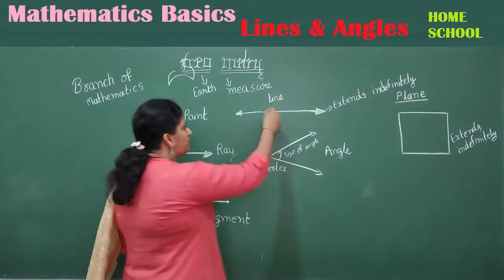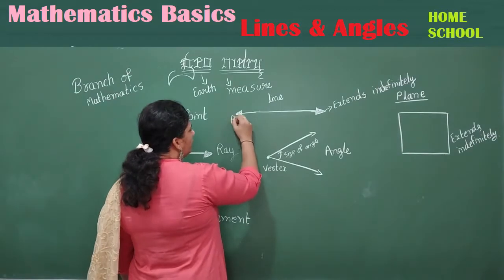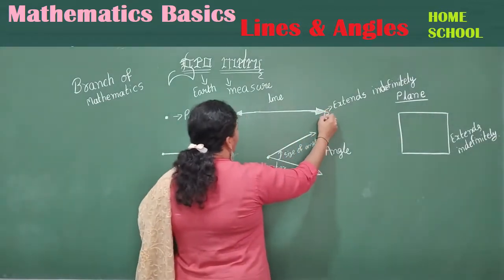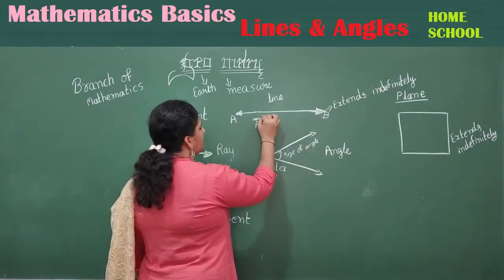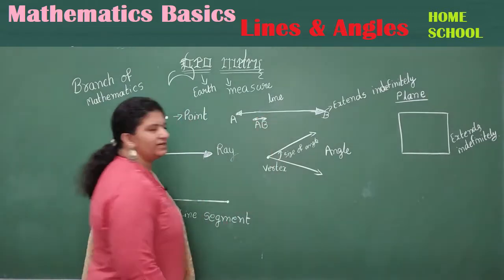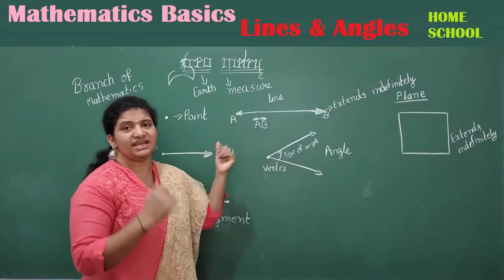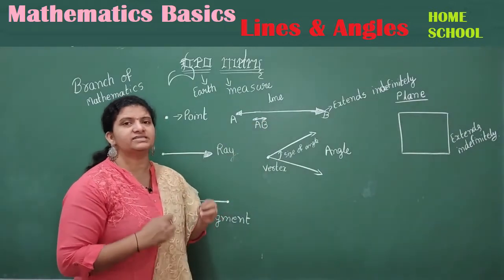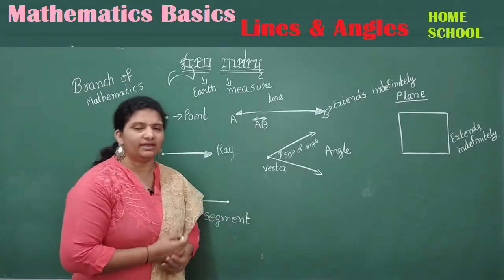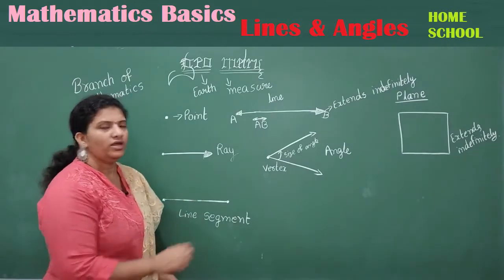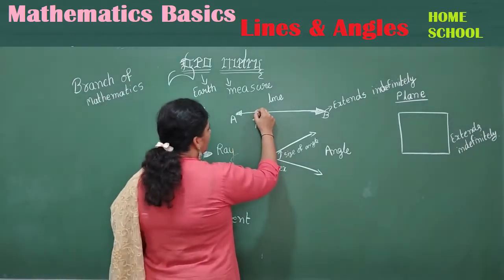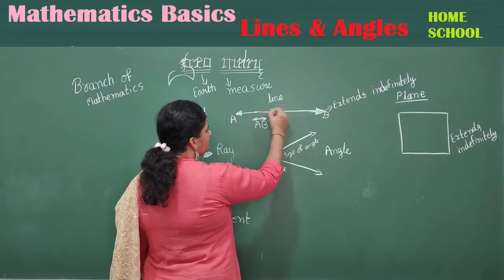How do we represent the line? With two letters, let me take here A, B, with arrowheads like this. AB is a never ending line. It is extending indefinitely. So if I mark a point here, how many points can you mark on this line?